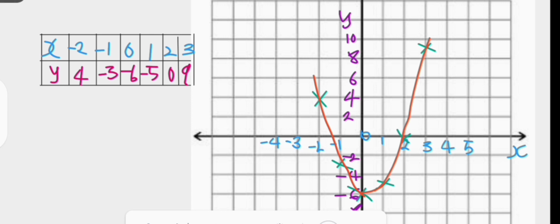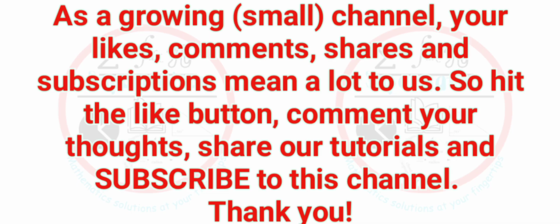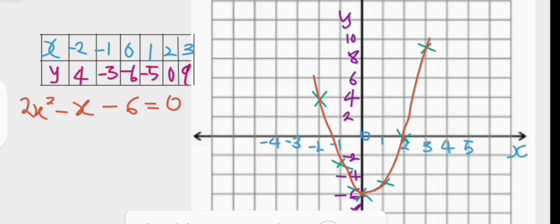Having joined them by a smooth curve, the solution to the quadratic equation will be the point where y equals 0. Don't forget, the quadratic equation is 2x² minus x minus 6 equals 0. This parabola is the curve of the equation y equals 2x² minus x minus 6. So the solution to the quadratic equation will be the point where y is 0, and y is 0 where the curve cuts the x-axis. These 2 points. The first point is here, the second point is here.